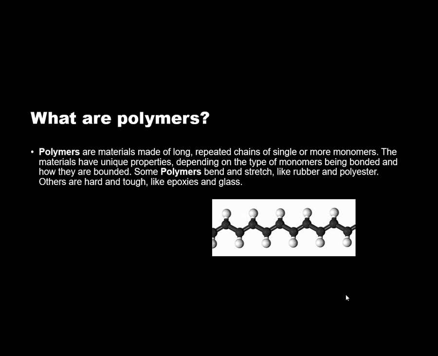So basically, what are polymers? Polymers are materials made of long repeated chains of single or more monomers. The materials have unique properties depending on the type of monomer being bonded and how they are bonded. Some polymers bend and stretch like rubber and polyester. Others are hard and tough like epoxies and glass.